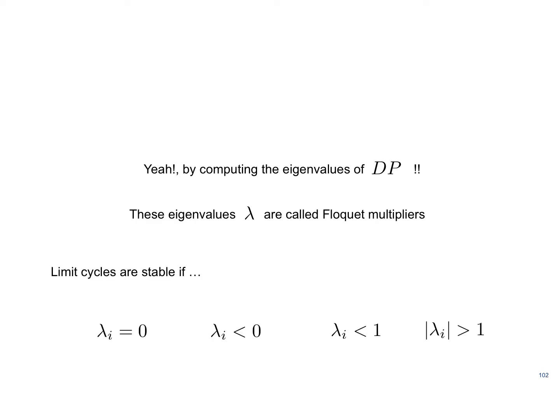And now let's do this exercise. Limit cycles are stable if... So pause the video and just think what the answer can be. Well, I was a bit mean here. Actually, none of these is the answer, okay? The answer is this one.